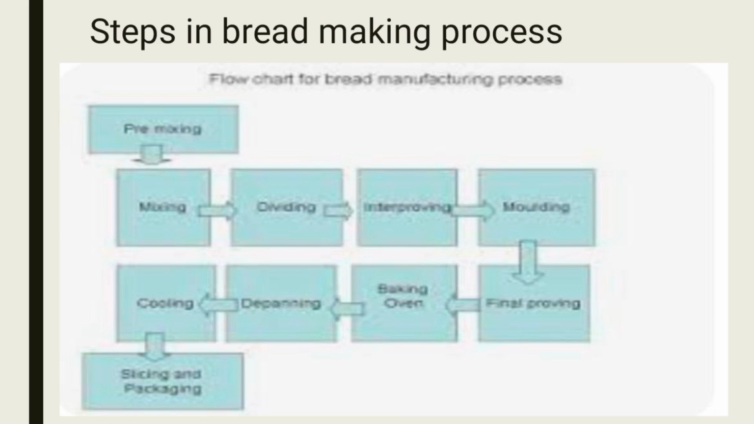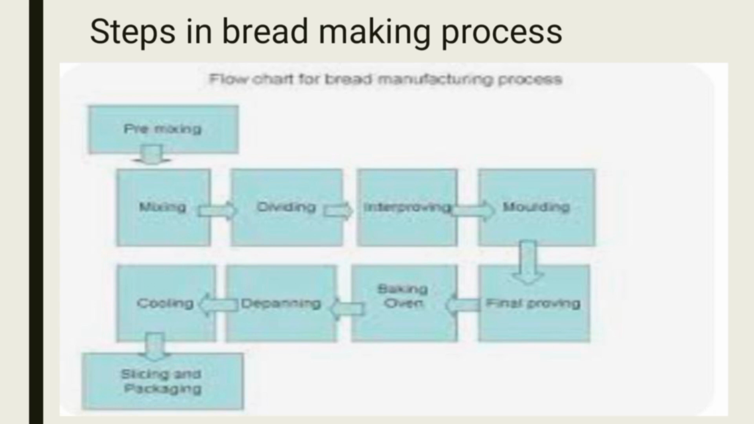And the next step is intermediate proofing. During the dividing and rounding operation, the dough pieces lose a little of their gas and majority of their palatability, and the gluten strands collapse and become difficult to mold. So before molding, one should give rest for 10 to 15 minutes.